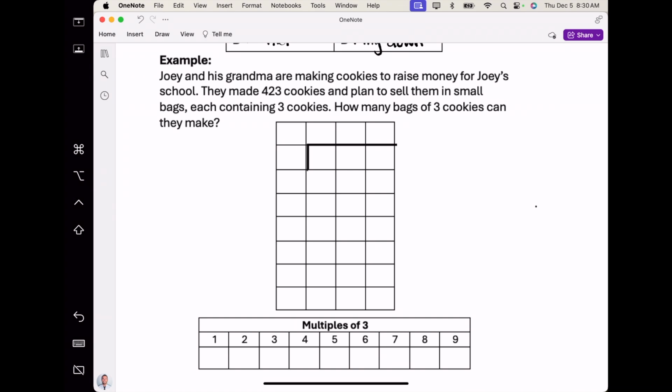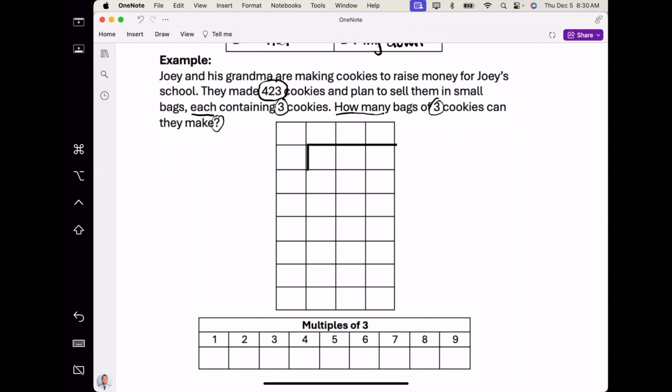So when I look at this problem, I've read it first, right? I'm going to go through and circle the numbers here. I have 423 cookies. I see that they're selling them. Each bag contains 3 cookies. And my question is, how many bags of 3 cookies can they make? So we're trying to see how many 3s they can make out of 423.